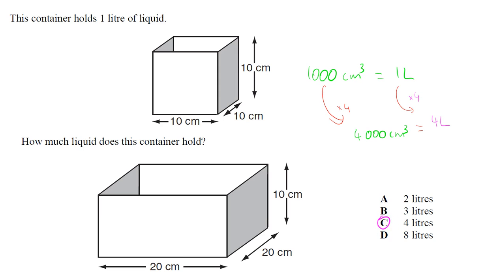You could also do this visually by saying, well, that's a 10 by 10 cube, then I can fit 4 of these inside there, using those measurements that you know for the length and the width. So the answer to this is still C, 4 liters.